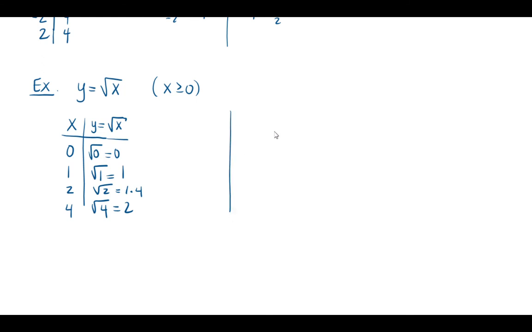The x values are only taken from the right side of the y-axis. So this is the x-axis, this is the y-axis. It starts at 0, and then at 1 its value is 1, height is 1. So this point is 1, 1. At 4, the value is 2. So this point is 4, 2. Sorry, x is 4 and y is 2.